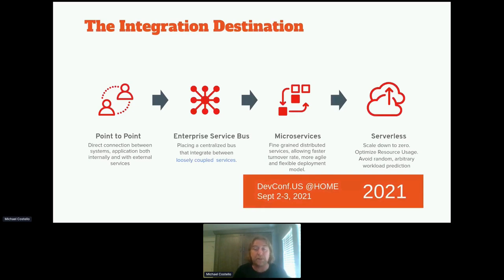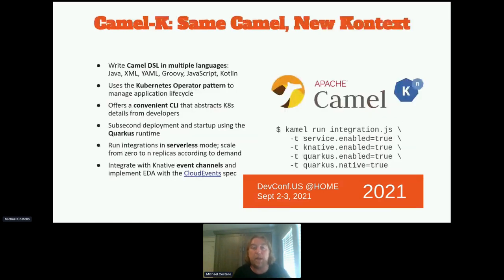We had microservices, which started to take some of the pain points away, but also added some new pain points. And our next logical place to go, because it does attend to these concerns, is serverless. Now, what does that mean in regards to our traditional ESBs, our traditional enterprise integration appliances, and so forth? Well, in the Apache Camel world, we have something called Camel-K.